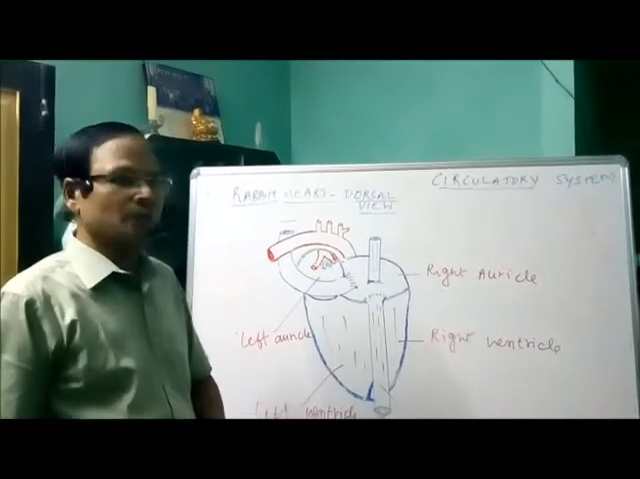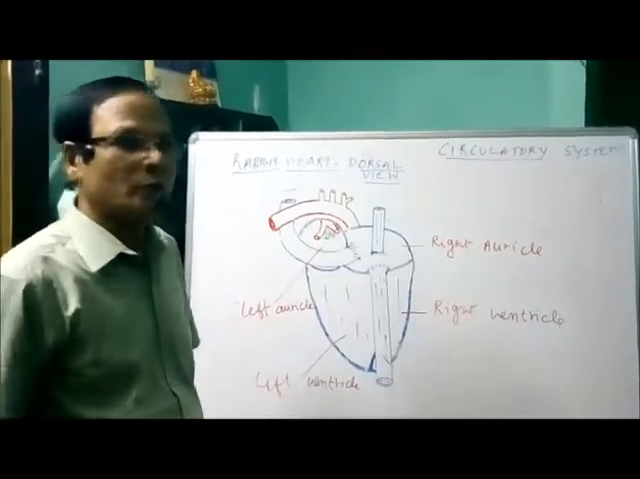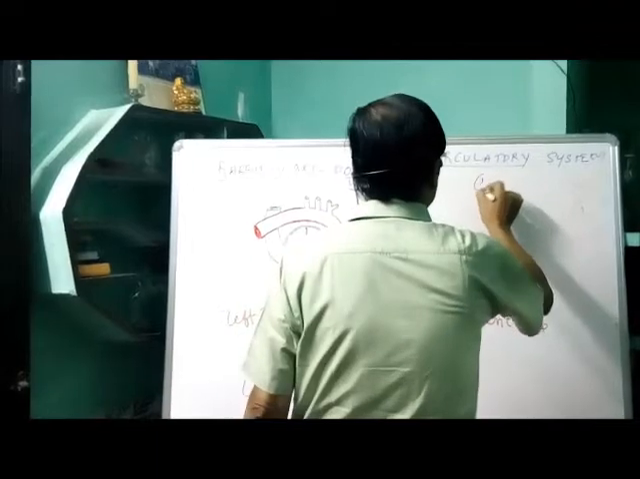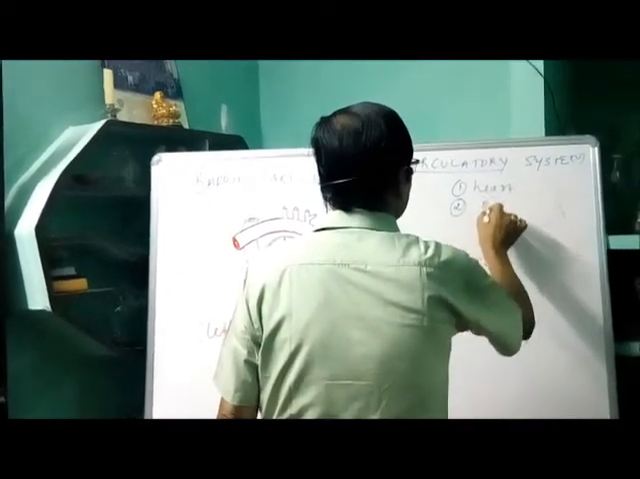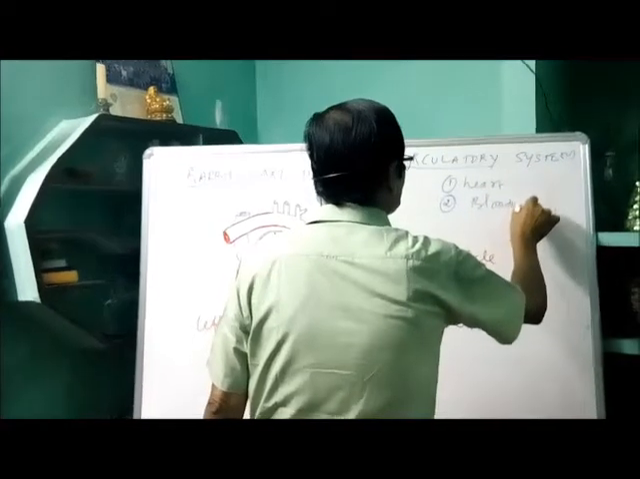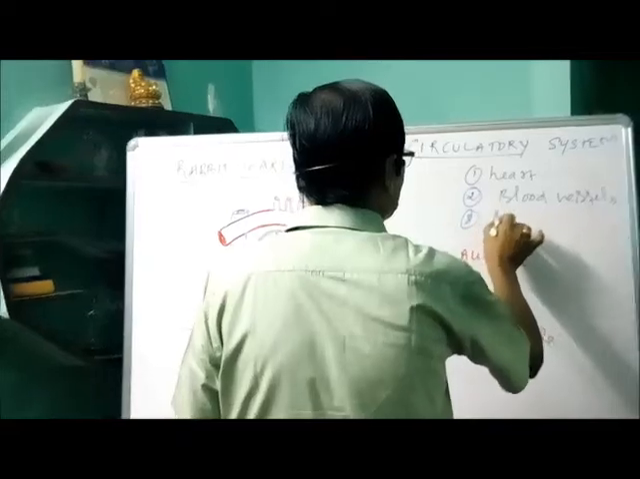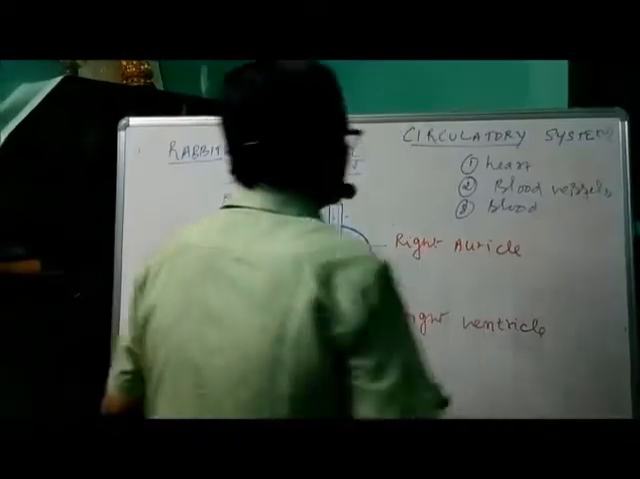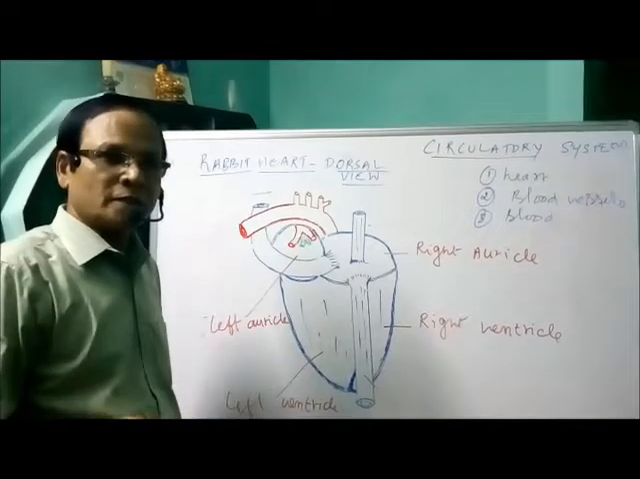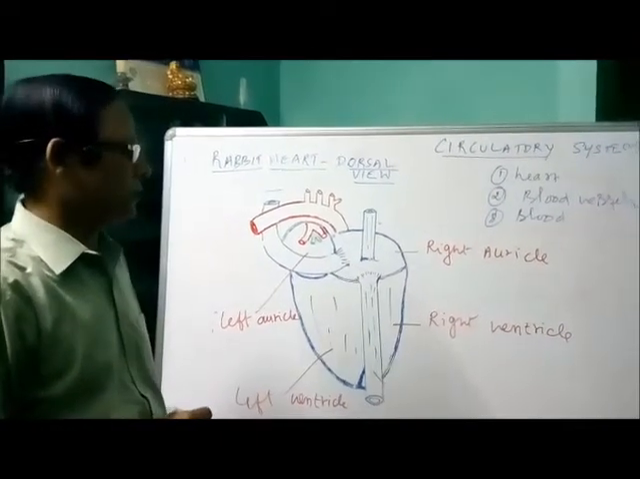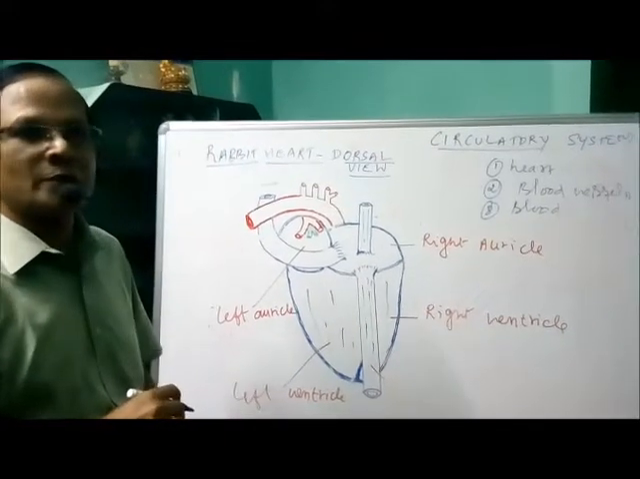As a general rule, in all vertebrates the circulatory system is formed of three components: one, the heart; the second, the blood vessels; and the third, the blood. Nothing is given in the syllabus about the blood vessels and blood because you already studied the circulatory system under physiology. We have to study something about the structural aspects of the heart.